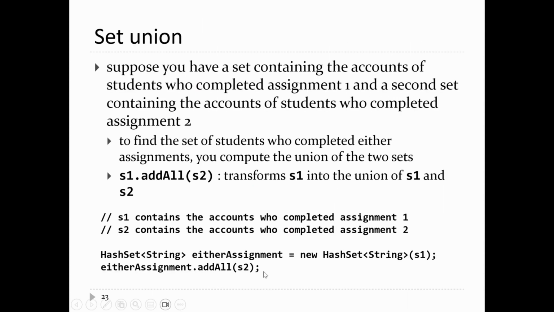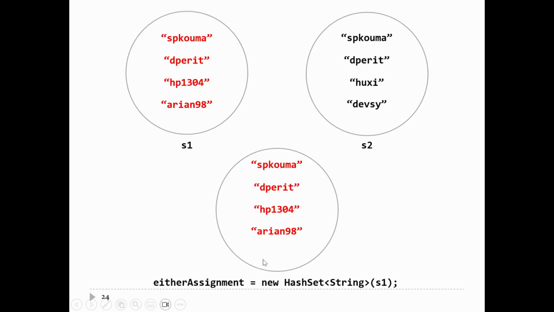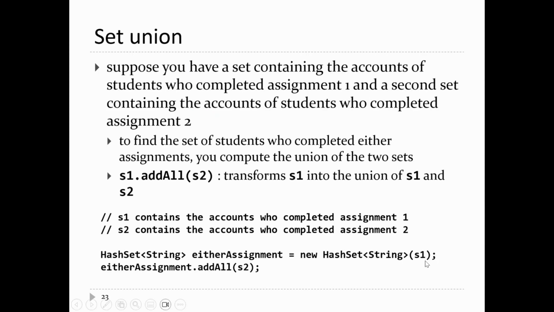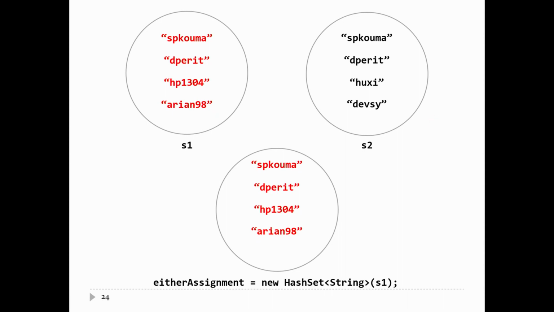Here I'm making a new set so that I don't destroy the original set S1. If you don't care about destroying the original set S1, then go ahead and just use S1. Okay, so the way this works is, the first step is to make a copy of the first set. So there's S1, there's S2, here's my copy of the first set. Now addAll is going to iterate over the second set, and it's going to try to add each username to the either-assignment set.